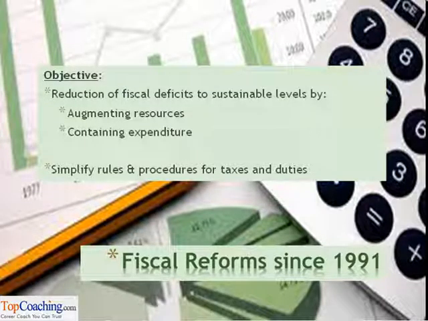If we take a look at the fiscal reforms in India since 1991, we will find that the basic objective of fiscal reforms since 1991 had been the reduction of fiscal deficits to sustainable levels by augmenting resources and containing expenditure, and to simplify rules and procedures for taxes and duties.